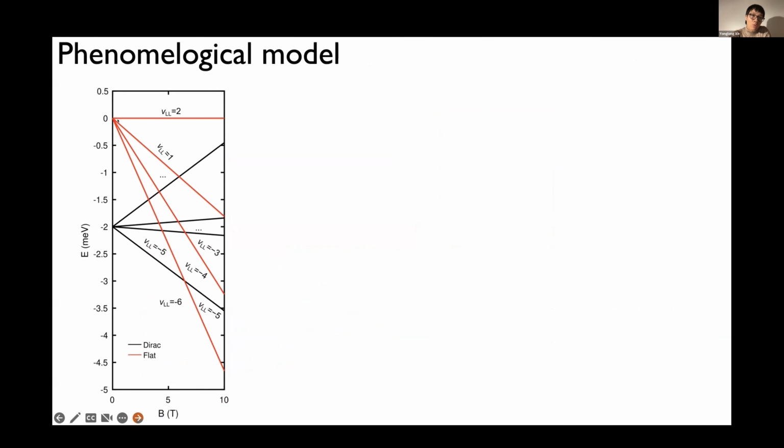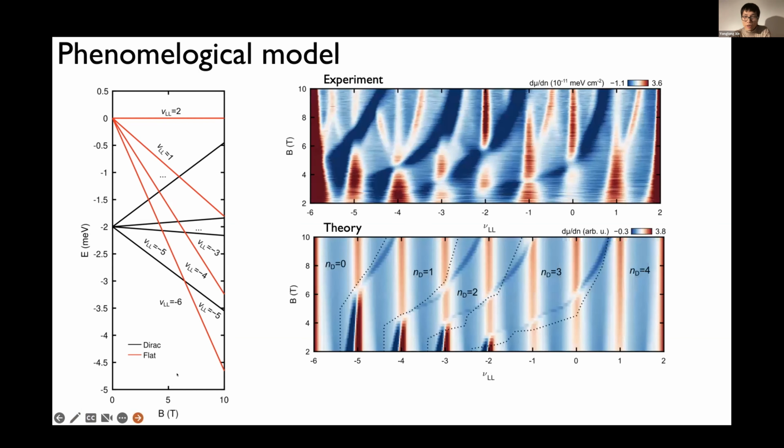And then here, the key ingredient is that there's an energy offset between the Dirac point of the Dirac band and the Dirac point of the flat band, as predicted by the single particle band structure calculation. And then you can already see that, for example, for nu equals -5, you have two options. You can either fill the Landau level from the Dirac sector, or you can fill the Landau level from the flat band sector.